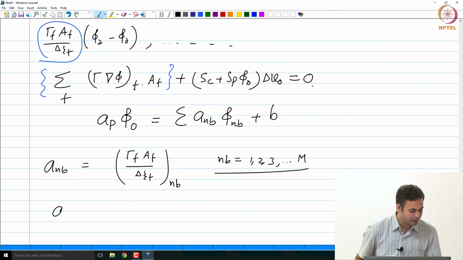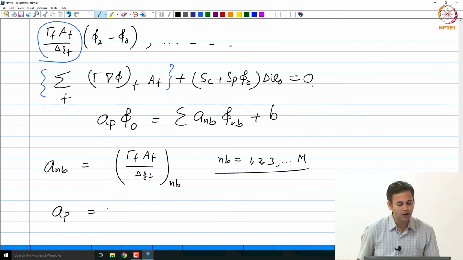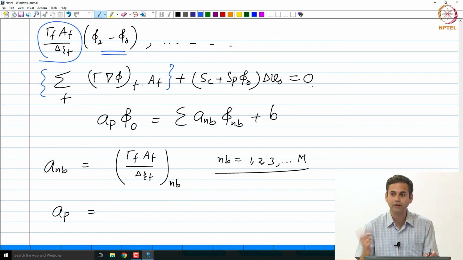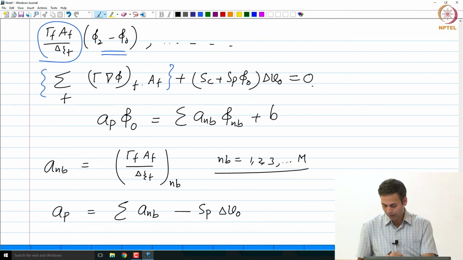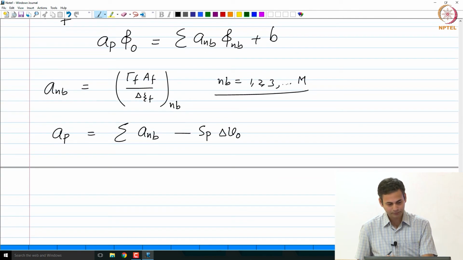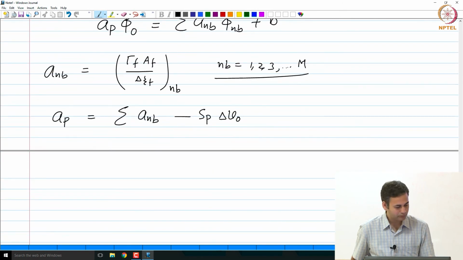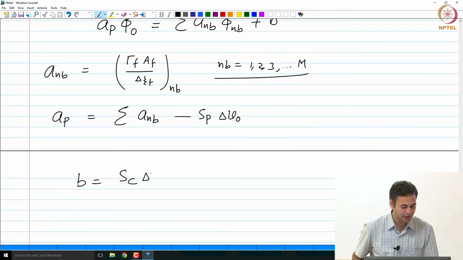Fine. Now, what about AP? What will all come in AP? AP now has a negative coefficient, but it will go to the right hand side. So, what will this be? This will have one contribution. Now, you will get a summation, right. So, essentially you will get sigma A nb minus SP delta V 0, right. Your usual SP term will be there. What about B? B is how much? SC delta V 0.